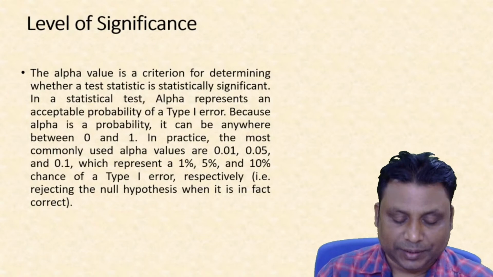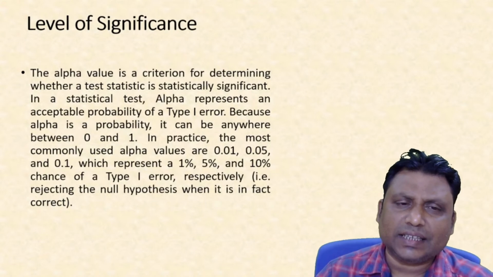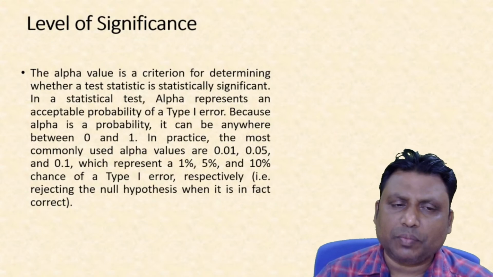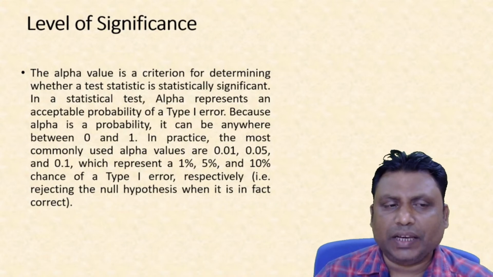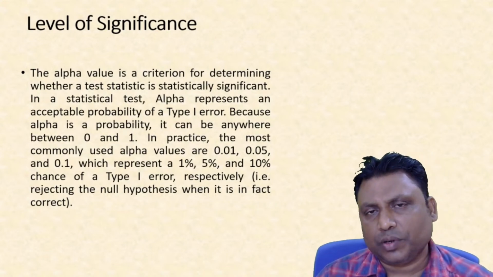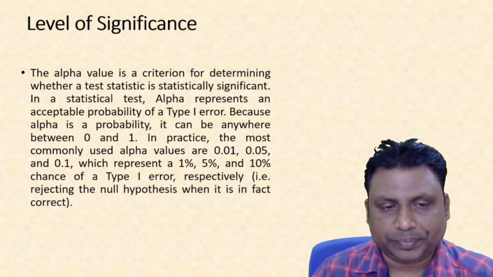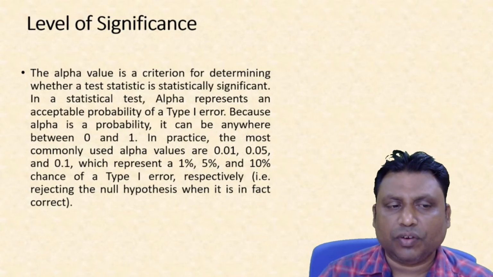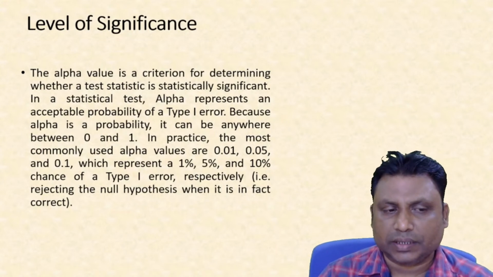The level of significance. The alpha value is a criterion for determining whether a test statistic is statistically significant. In a statistical test, alpha represents an acceptable probability of a type 1 error. Because alpha is a probability, it can be anywhere between 0 and 1. Probability value is always 0 to 100%, so 100% means 1, 0% means 0. In practice, the most commonly used alpha values are 0.01, 0.05, and 0.10. That is 1% level of significance, 5% level of significance, or 10% level of significance.